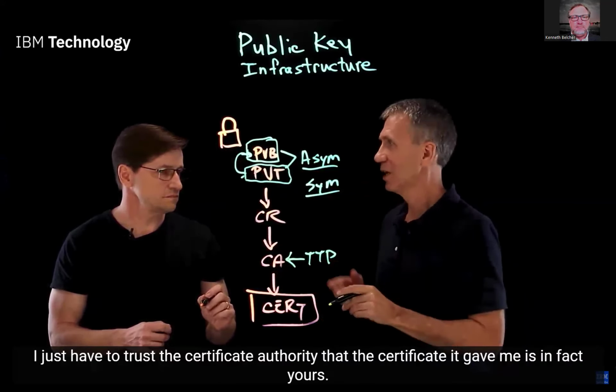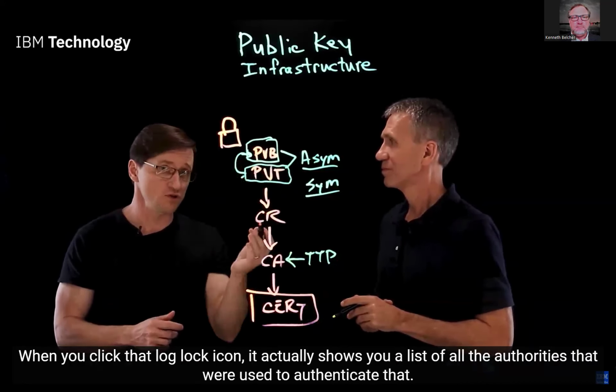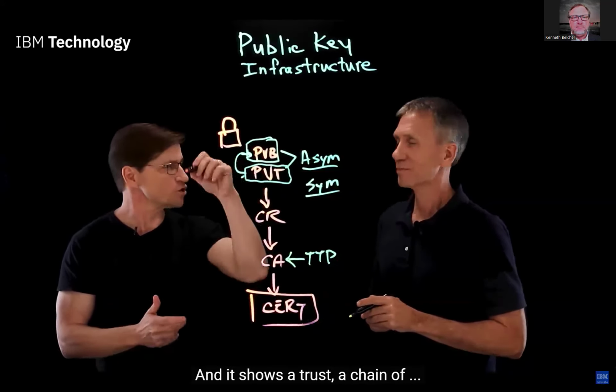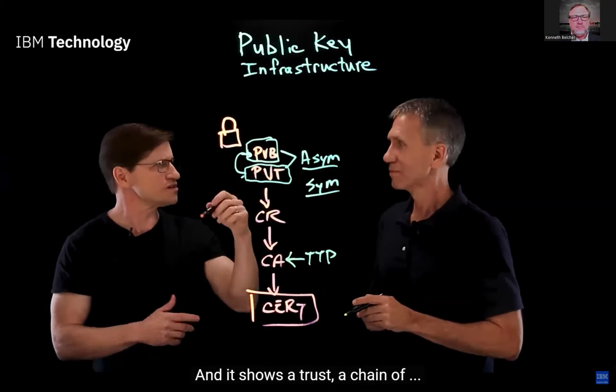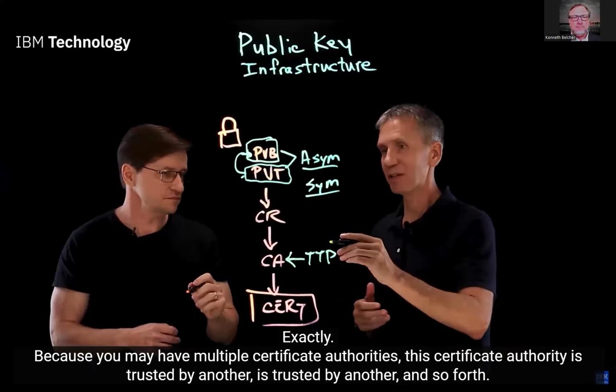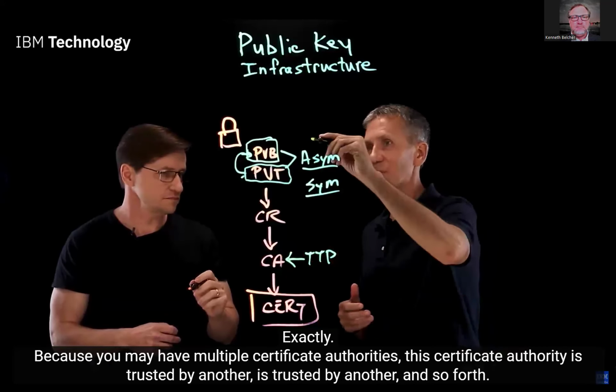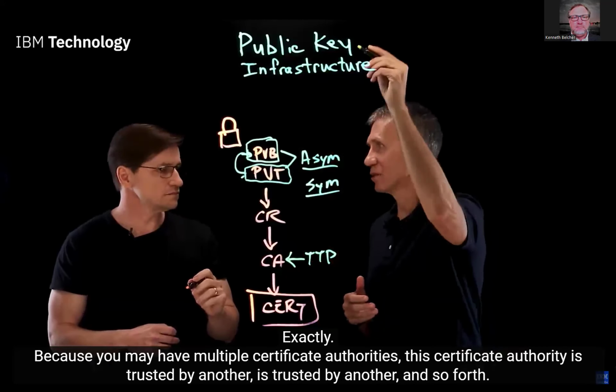When you click that lock icon, it actually shows you a list of all the authorities that were used to authenticate that, and shows a chain of trust. Exactly. Right. Okay. Because you may have multiple certificate authorities. This certificate authority is trusted by another, and so forth. As long as all of those chain of certificate authorities trust each other, then the certs that they issue will be trusted as well. And I don't have to go back to the certificate authority for each browser request, right? In fact, you don't. That's the beauty of this.